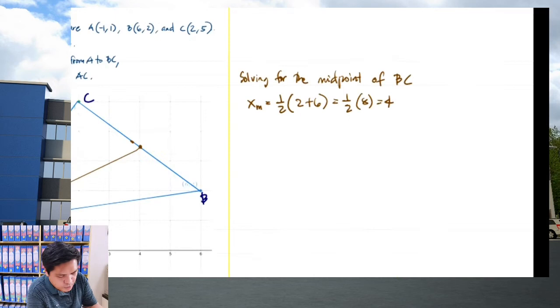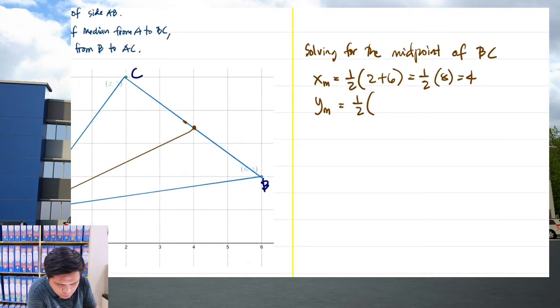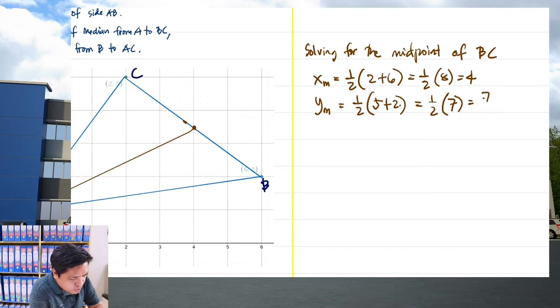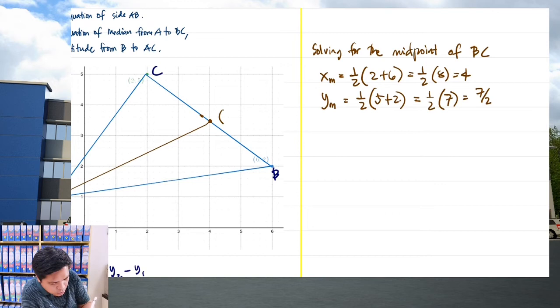Yan. Anyway, how about the value of the ordinate? YM is equal to 1/2. Then we just add the values of Y. That's 5 and 2. So, that's 1/2 of 7. So, 7 halves. Okay na yan. So, therefore, the midpoint here is 4 and 7 over 2.